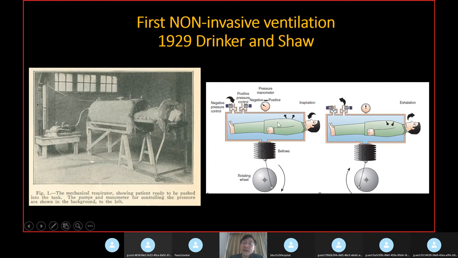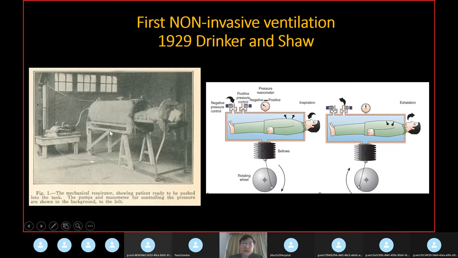With that, it generates a negative pressure in the surroundings, pulling out the lungs. When the lungs are pulled out, the air is inspired. On the other hand, for exhalation, the ambient pressure around the patient's body within the iron cabinet increases, hence it pushes out the gas. For this ventilation to be effective, the patient's lungs have to be normal.